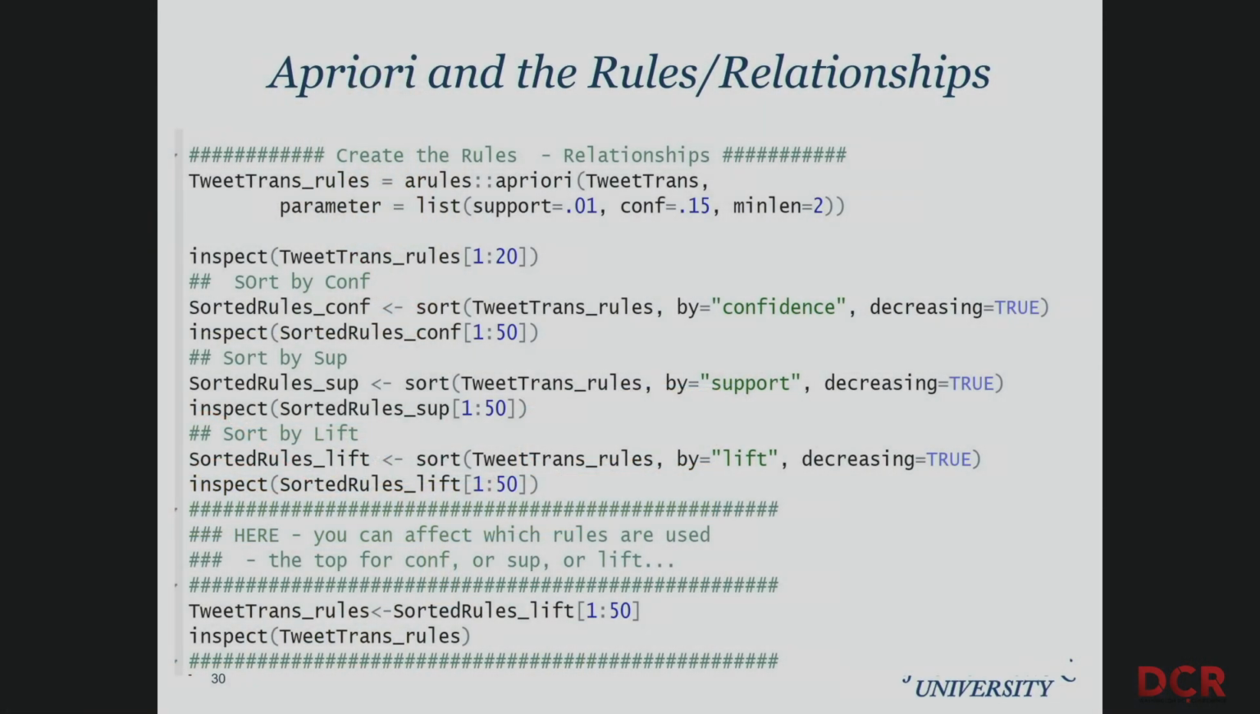Okay. Once you have it, you can read it in, do some fancy footwork using arules, the apriori method. This is all association rule mining in R. You can choose your support, your confidence, your lift if you wish, and things like this. And eventually you can sort the rules.